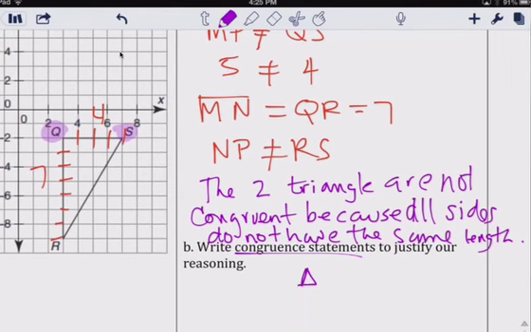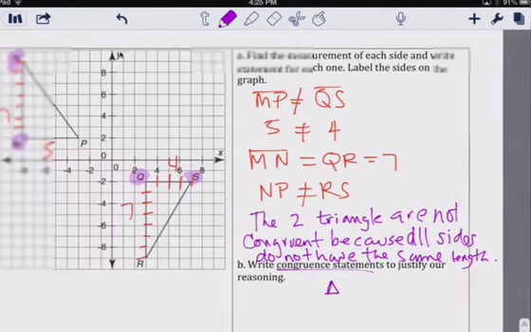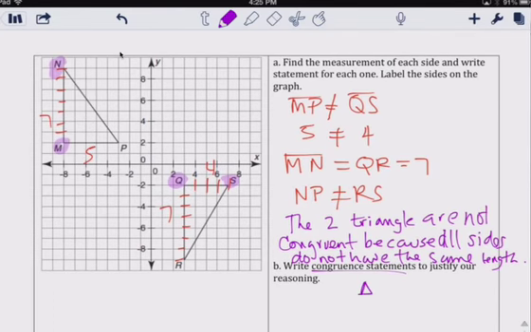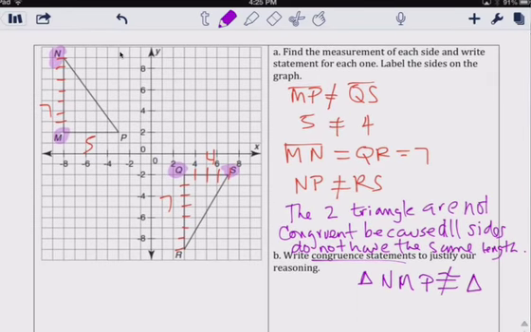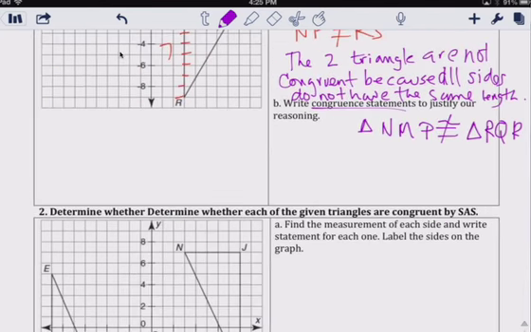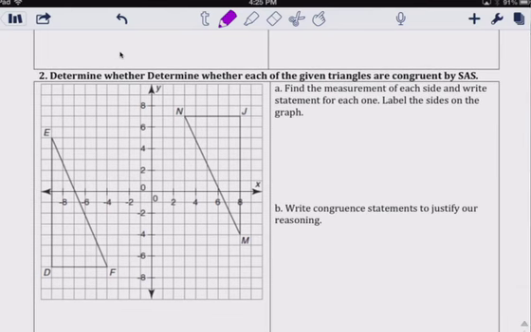Triangle NMP is not congruent to triangle, and which one is N? R, M is Q, and then S. Okay? Not congruent.